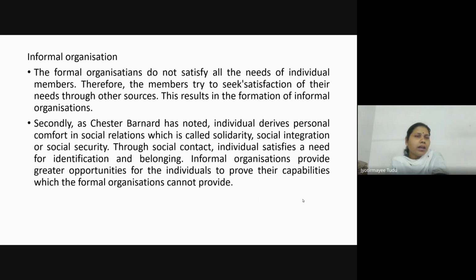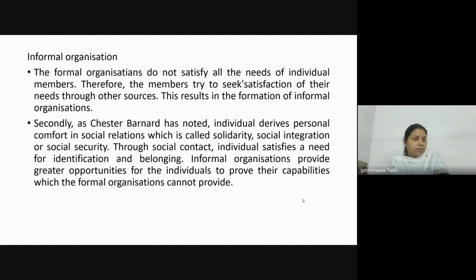If you read the textbooks of public administration, starting from L.D. White, then Chester Barnard, you'd be able to understand how L.D. White and Chester Barnard talked elaborately about the presence of formal and informal organizations simultaneously.